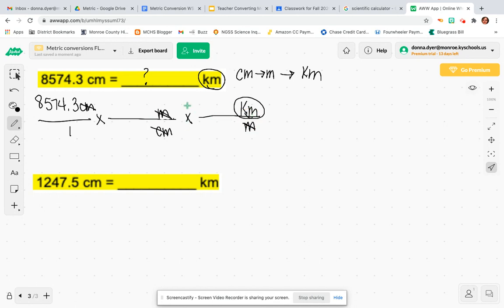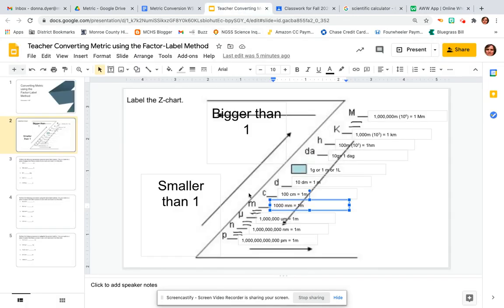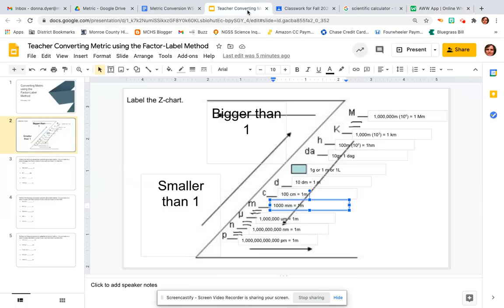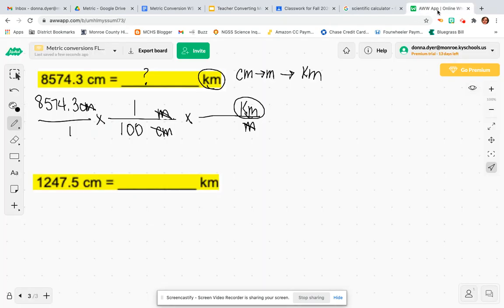So now I'm ready to look at my conversion factor. I need to look at the one that has meter and centimeter in it first. So here we have meter and centimeter. 100 centimeters, 1 meter. So in my problem, 100 centimeters, 1 meter. All right, now we're going to use the other conversion factor that has meter and kilometer in it. That's going to be this one. 1,000 meters, 1 kilometer. So in my problem, 1,000 meters, 1 kilometer.